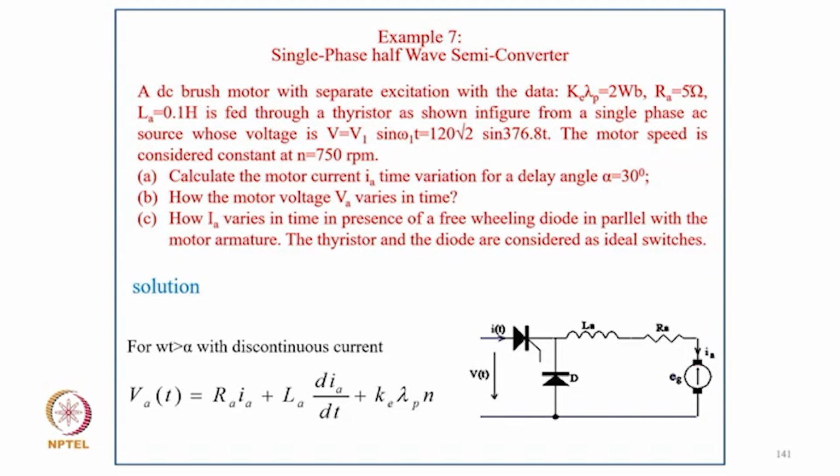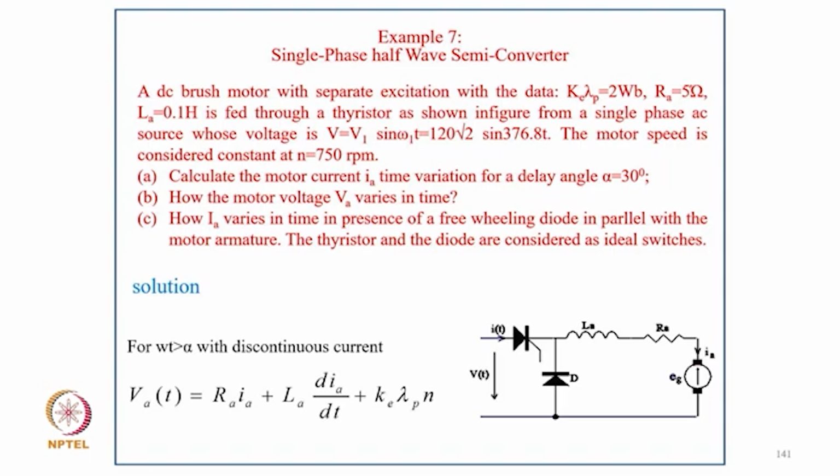Coming to example 7, with single phase half wave semi converter. A DC brush motor with separate excitation shown in the figure has the data K E lambda P equal to 2 Weber, R equal to 5 ohm, L equal to 0.1 Henry. It is fed through a thyristor as shown in the figure from a single phase AC source, V equal to 120 into root 2 sin 376.8 t. Motor speed is considered at n equal to 750. Calculate the motor current IA time variation for delay angle alpha equal to 30, how the motor voltage VA varies in time, and how IA varies in presence of a freewheeling diode in parallel with the motor armature, with thyristor and diode considered to be ideal.